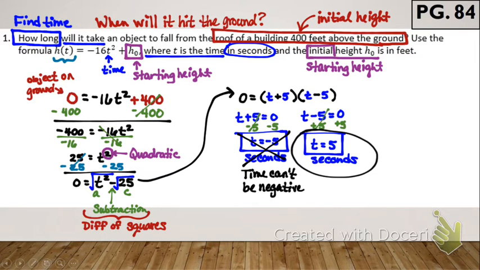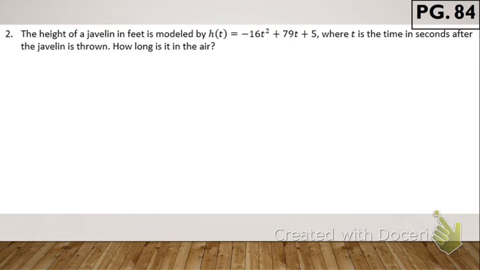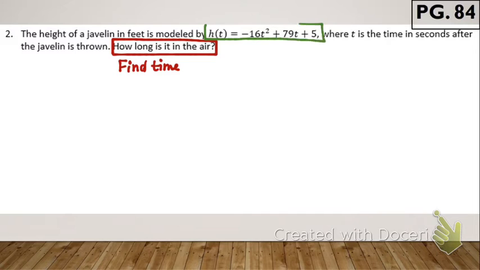All right. Let's go look at the next problem. Number 2, same page. On number 2, they ask me another question. Look all the way at the end. What do they want to know? How long is it in the air? So time. We want to find our time. The equation is in general form. T means time. What does the H mean? Height.